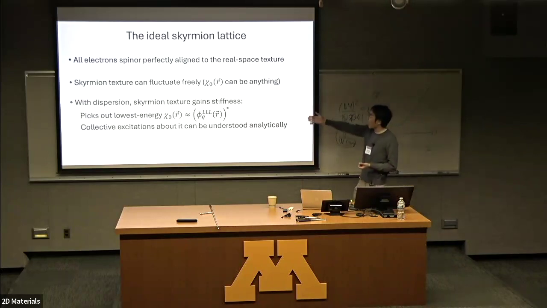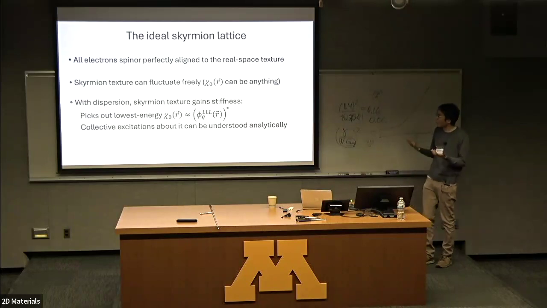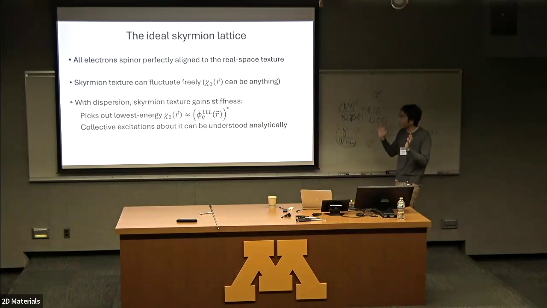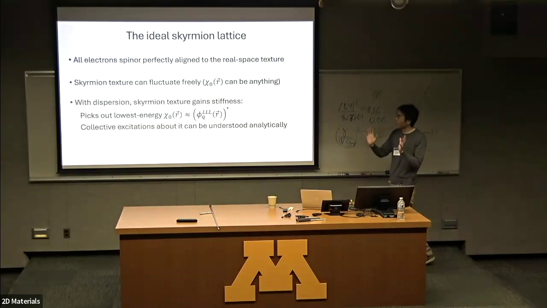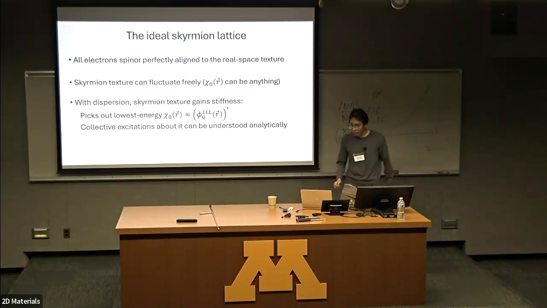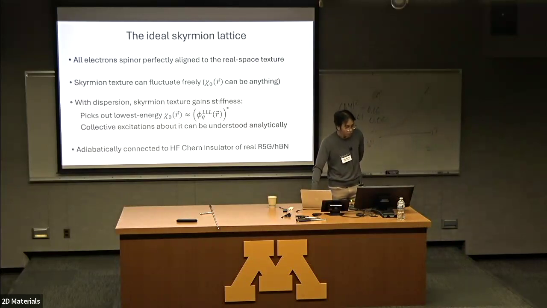In this case, we actually almost know exactly what this is. This chi zero should be like the lowest Landau level wave function, a Bloch wave function at some momentum q, complex conjugated. That's not too important. But also, once you've picked out the lowest energy Skyrmion texture, you can now look at collective excitations about that, and we can understand that analytically in this limit as well.